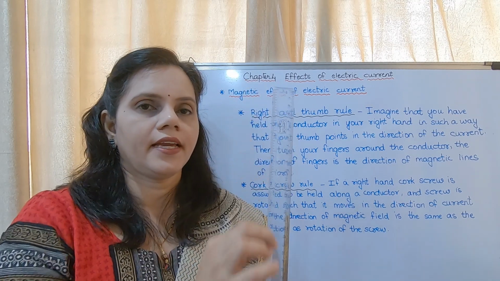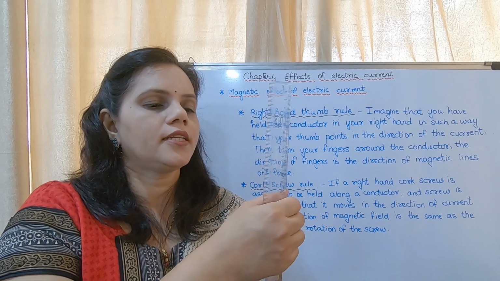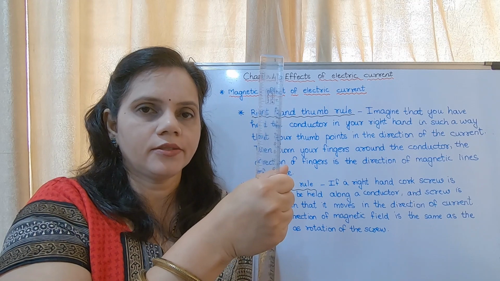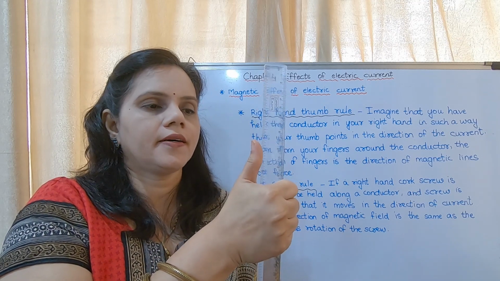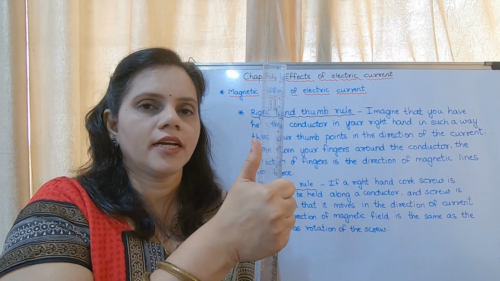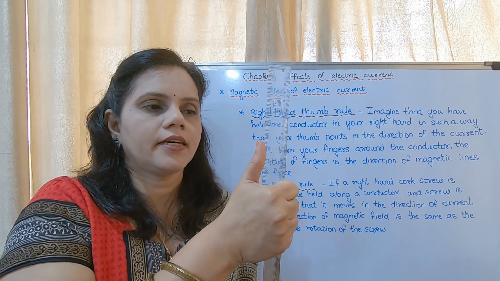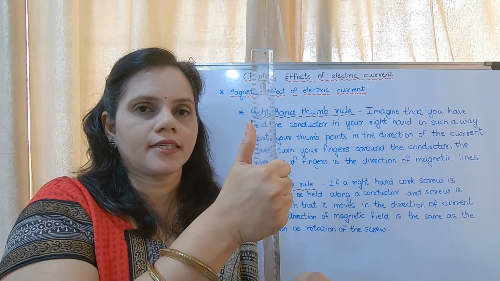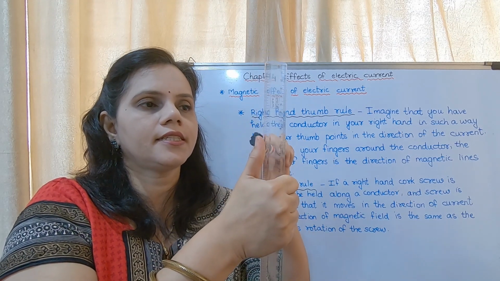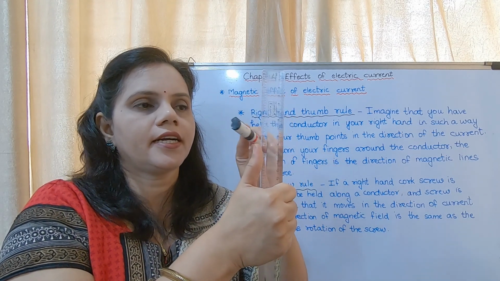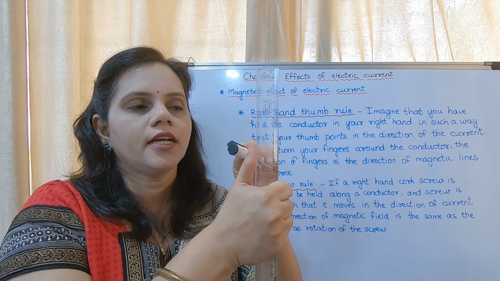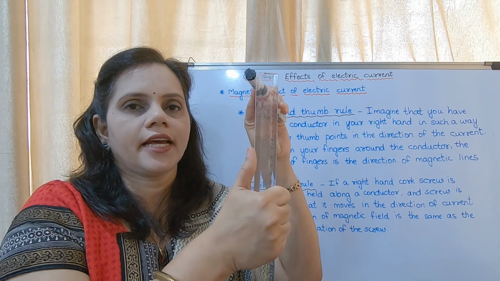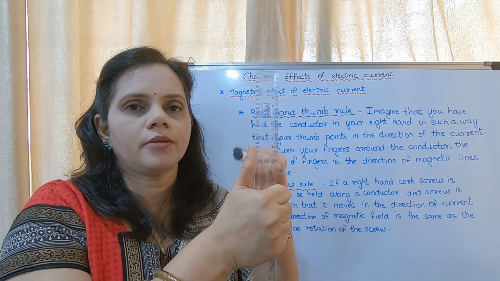Here I have taken the scale. I am holding the scale with my right hand, and the thumb is showing the direction of current. You may see the thumb is showing the direction of current. This is the conductor. This is the direction of current. The current is flowing from bottom to top.